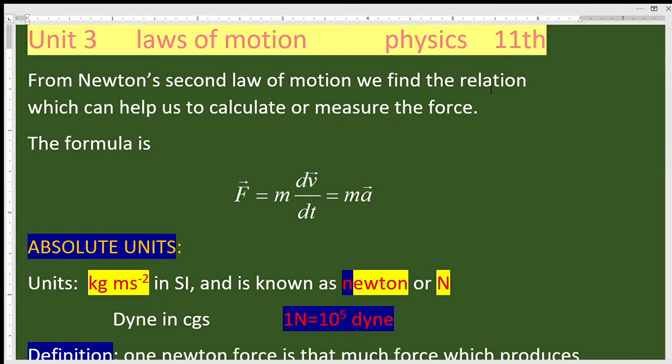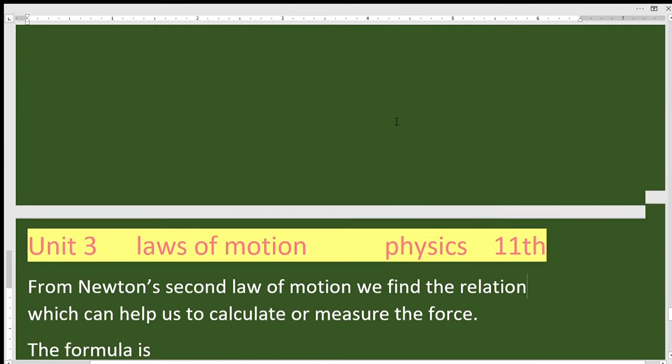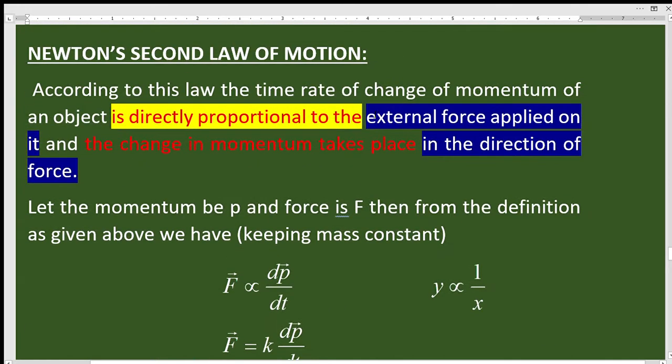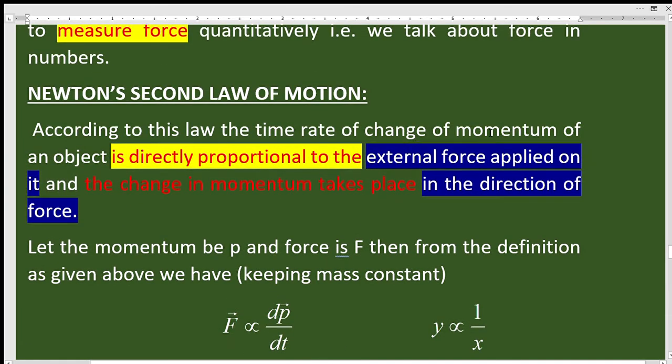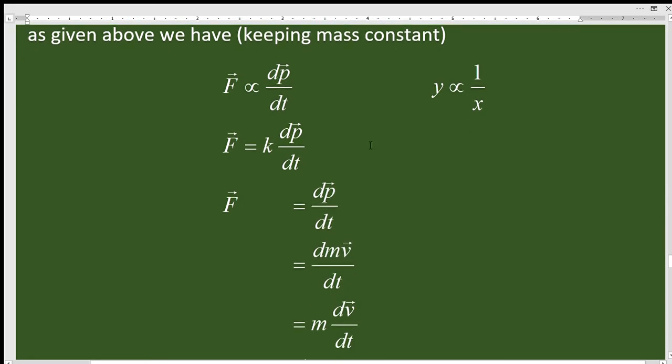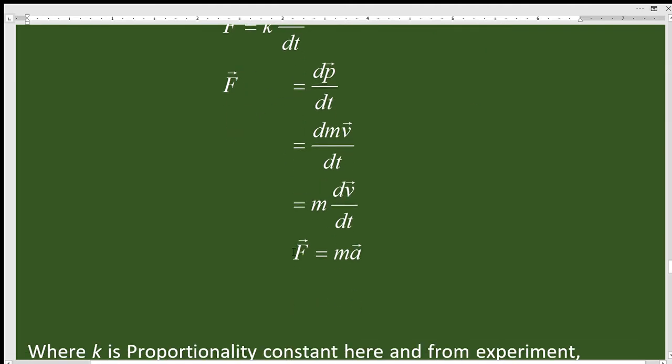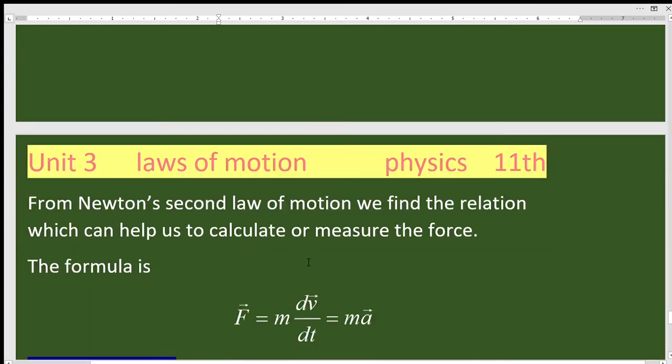So again our topic is Laws of Motion, Physics 11th, Unit 3. We studied in the previous lecture about Newton's second law of motion. The definition was: the rate of change of momentum of an object is directly proportional to the external force applied on it, and the change in momentum takes place in the direction of force. The relation we found was F is proportional to dp by dt, and we found this relation F is equal to ma. So k was the proportionality constant, which was equal to 1.